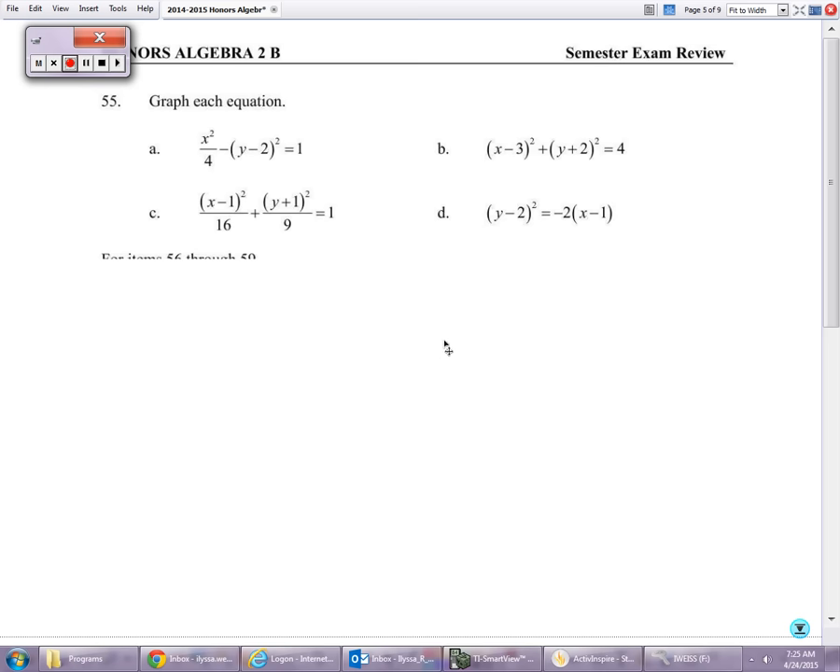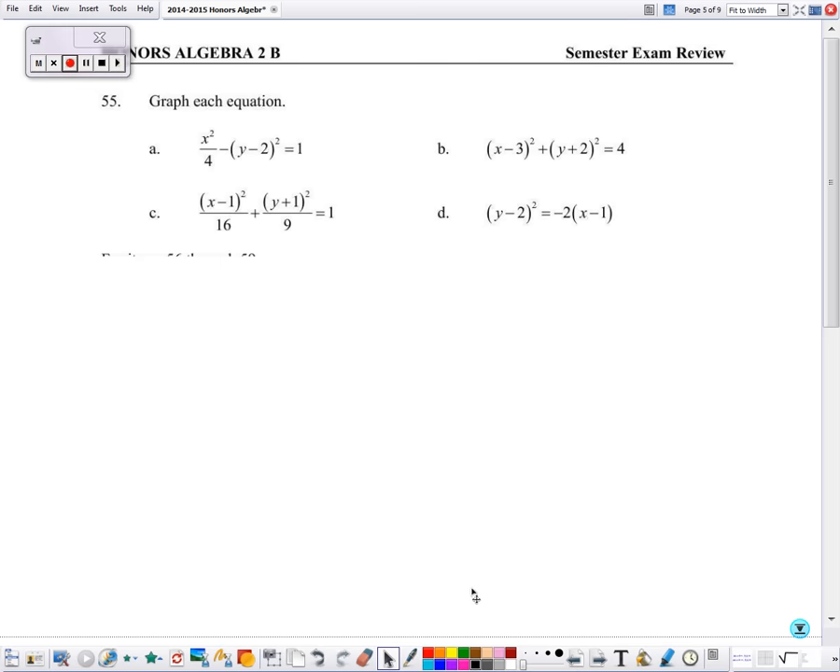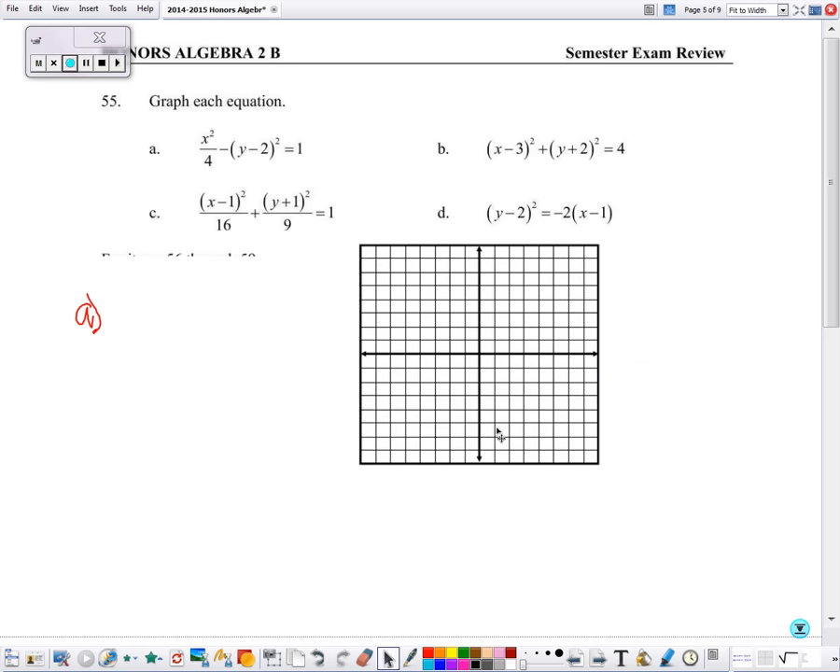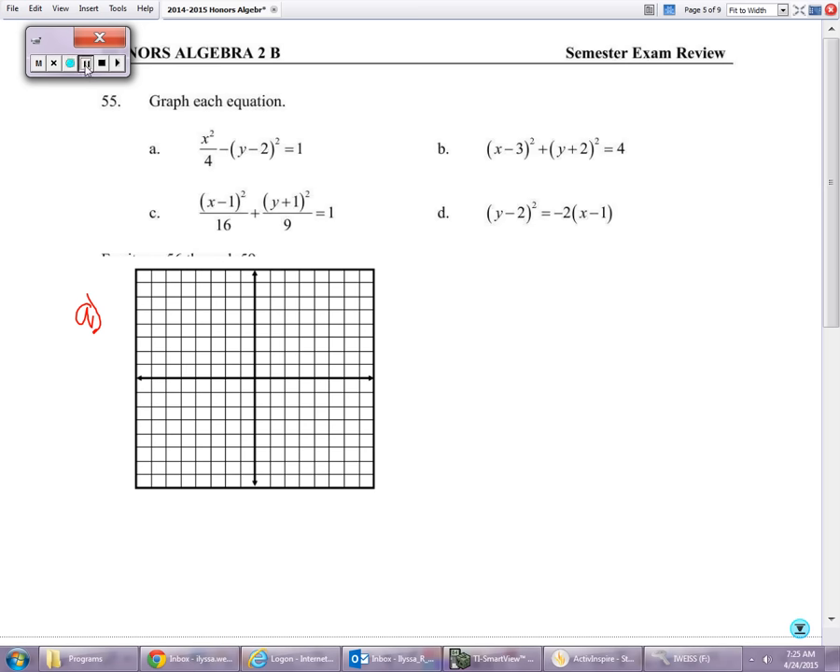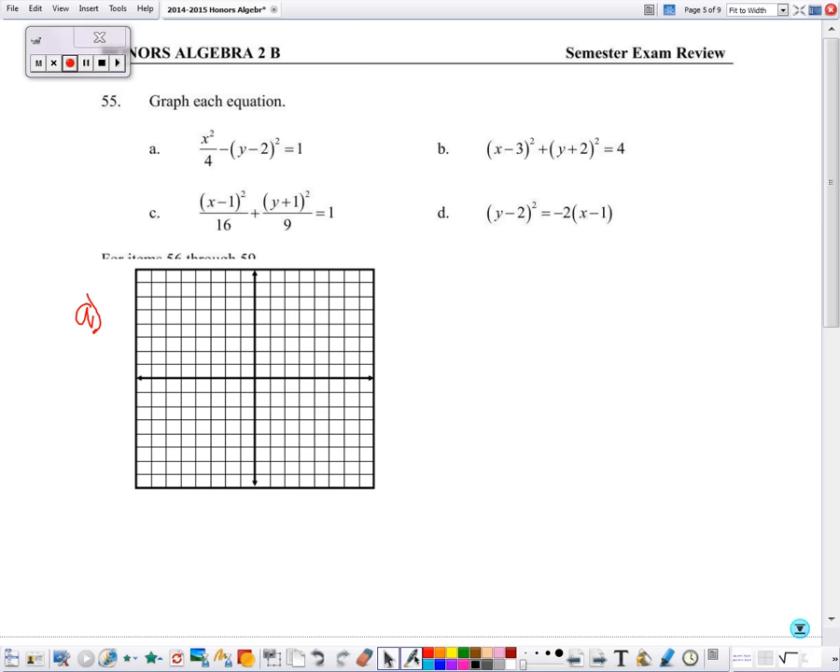So for 55, it says you can use a calculator, but it won't really help you. So we're just going to graph it without. A is a hyperbola. Let me actually get some graph paper. The center's been moved, so we have to plot the center at 0, 2.